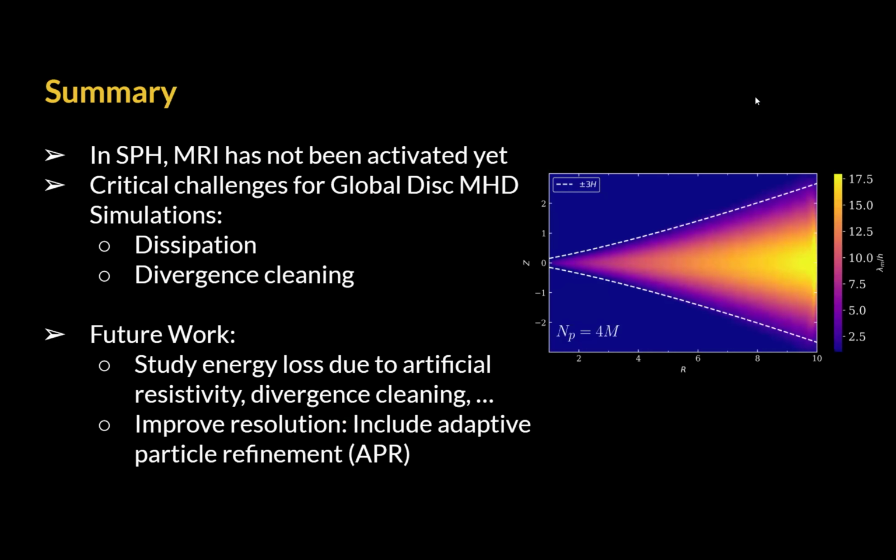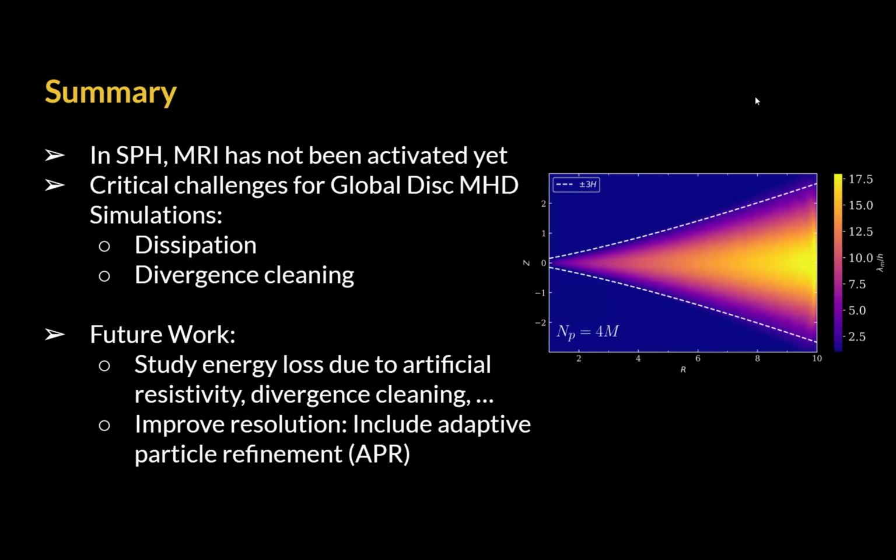We found these critical problems: the dissipation of the magnetic energy and the divergence cleaning. So as future work, we plan to evaluate how that energy is being dissipated, for example, by artificial resistivity or divergence cleaning, and also improve the resolution.